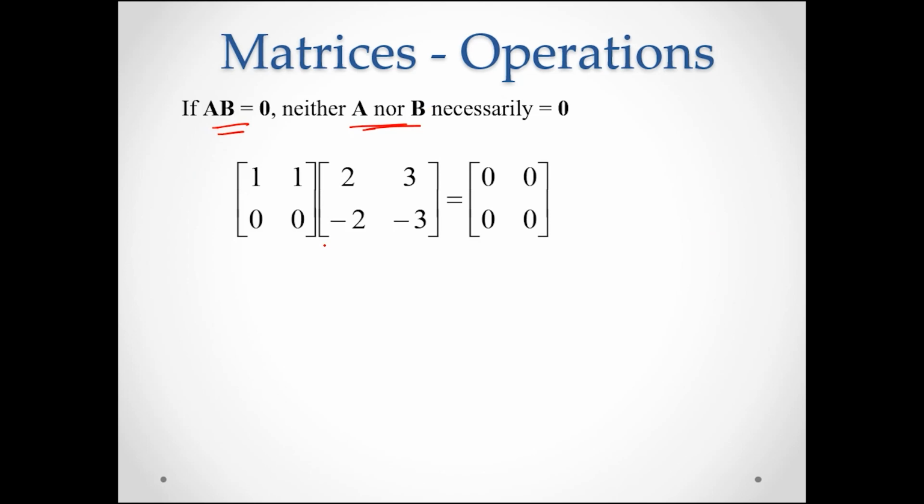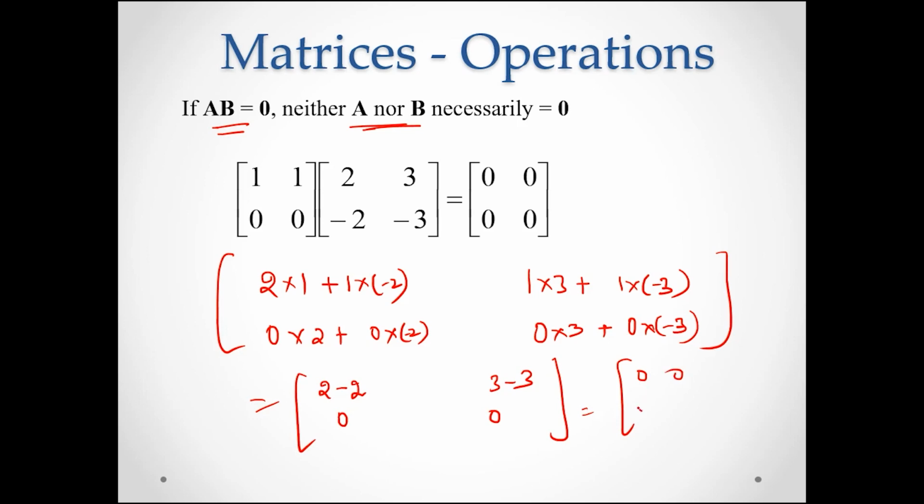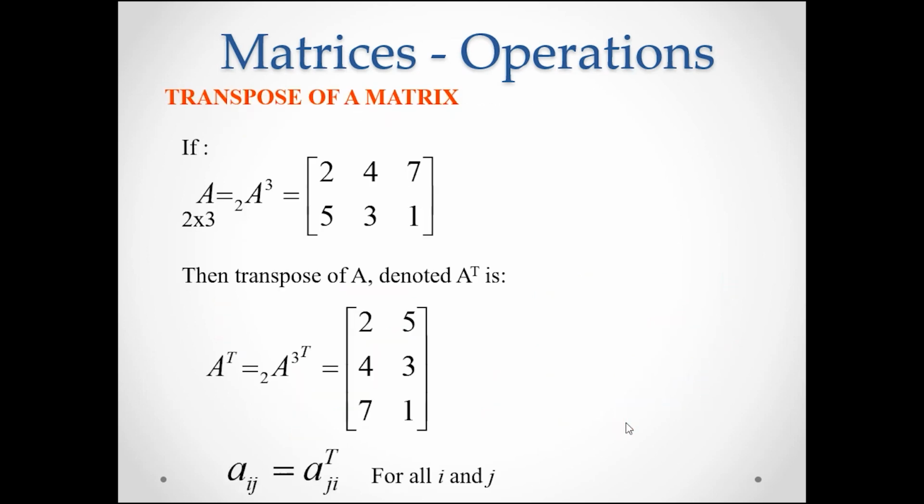If I multiply these two matrices, we are multiplying 2 cross 1. The second is plus 1 multiplied with minus 2. Second entry is 1 cross 3 plus 1 multiplied with minus 3. Similarly, 0 cross 2 plus 0 multiplied with minus 2. Then we have 0 multiplied by 3 plus 0 multiplied with minus 3. Right? So what we are getting? This is 2 minus 2, 3 minus 3, 0 and 0. The output is 0, 0, but neither A nor B is a 0 matrix.